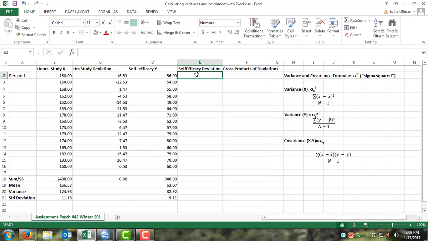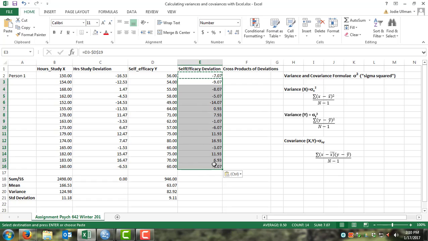And then let's go ahead now and do the same thing here. So we're going to say equals 56 minus the mean of self-efficacy. And we'll go here. I'm going faster than I would go in class, but I figure you can run it back. But you have to promise me never to make me listen to myself. That's not fun. So we've got the deviation. We Control C, here, Control V.